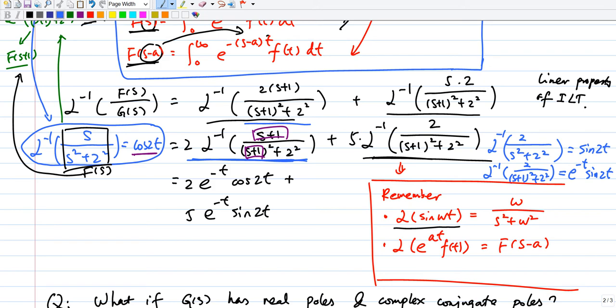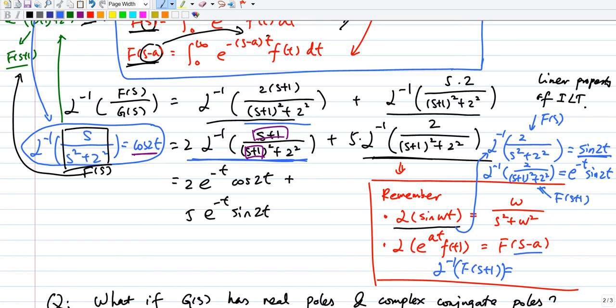If I only consider L inverse of 2 divided by s squared plus 2 squared, it is just sine 2t, according to the first problem. This is the first step. The second step, I just have to shift this s to s plus 1. Which means if I assume this inside is F(s), here I just have F(s plus 1). So F(s plus 1) is equal to L inverse.